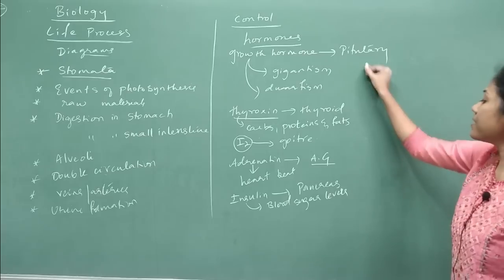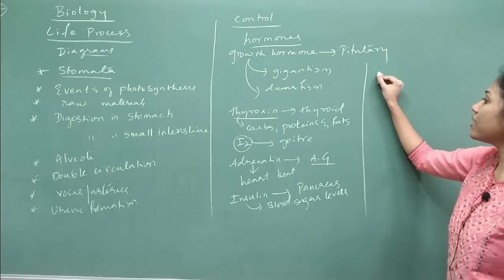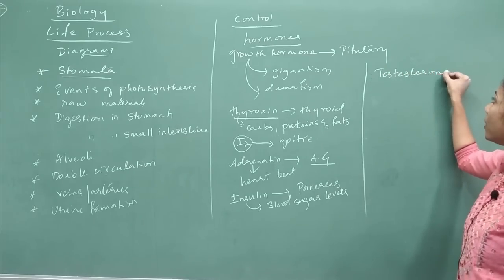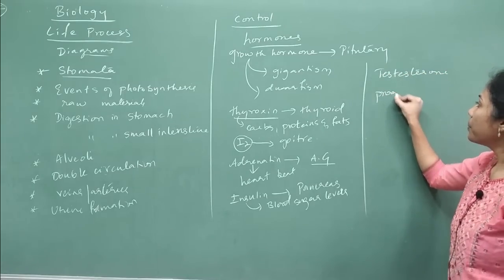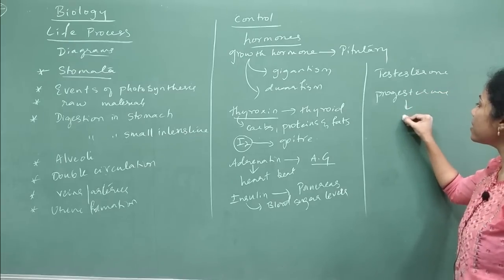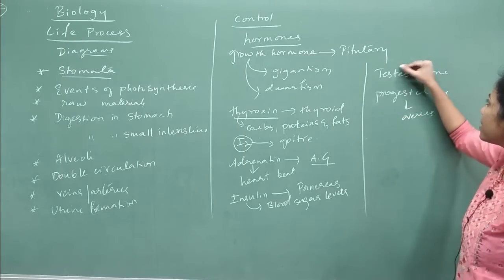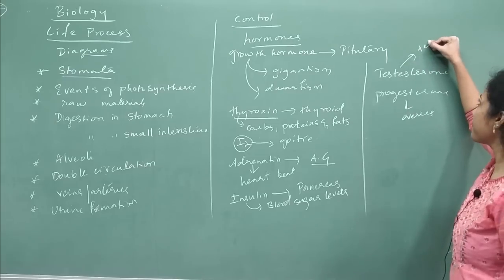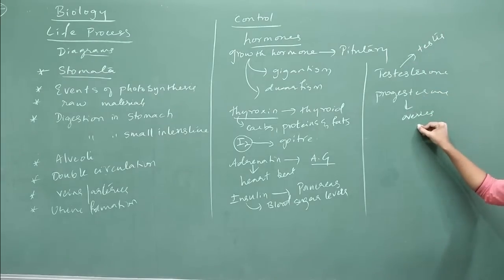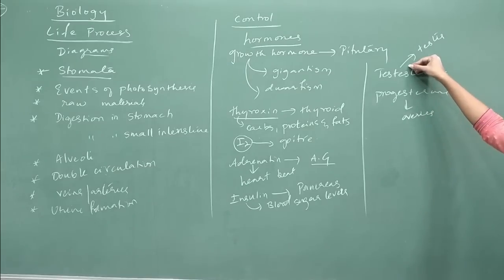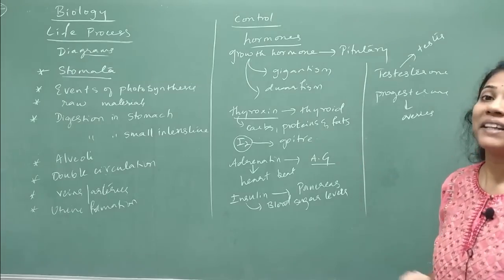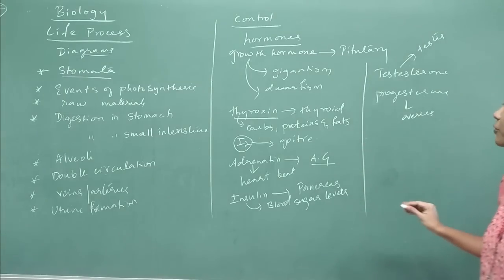And apart from this, you have hormones like testosterone and progesterone. Progesterone is found in the ovaries, and testosterone is found in the testis. This hormone helps in the development of female characters, and this hormone helps in the development of male characters. So these are the human hormones that you should know.